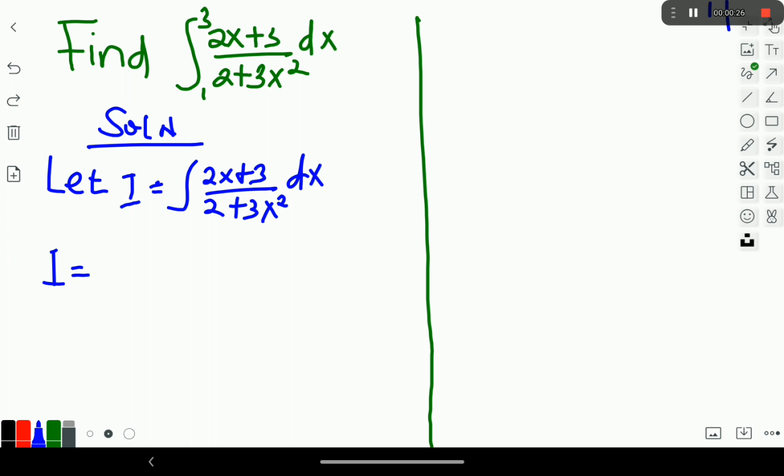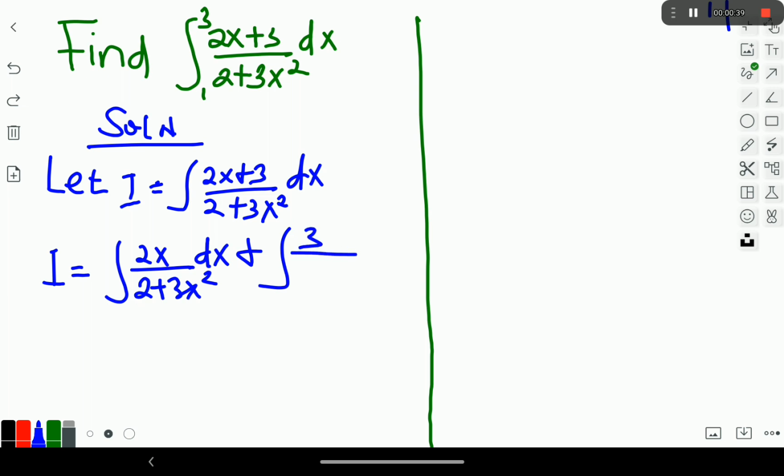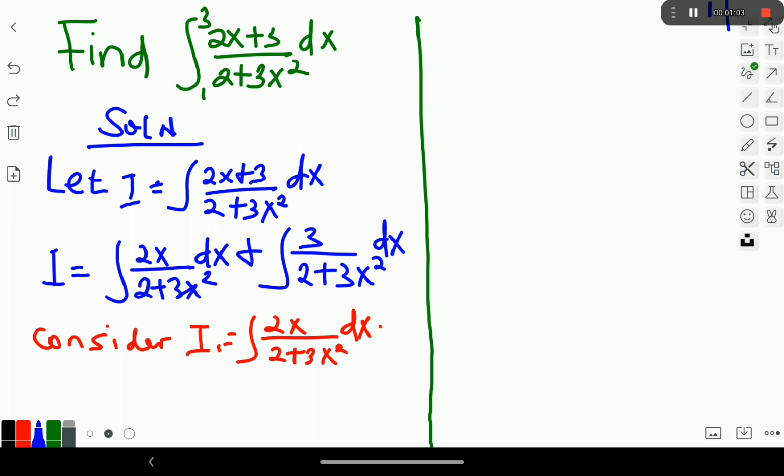So let us have I equal to the integral of 2x divided by (2 plus 3x squared) dx, also plus the integral of 3 divided by (2 plus 3x squared) dx. This can be solved by considering each as an integral, meaning we first consider one as integral 1, and another as integral 2. So consider I1 equal to the integral of 2x over (2 plus 3x squared) dx.